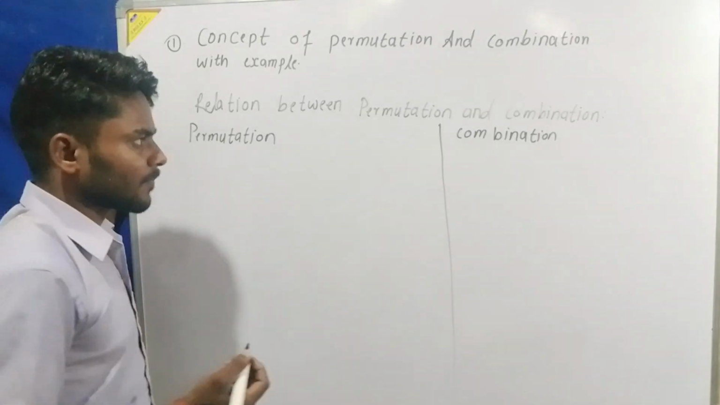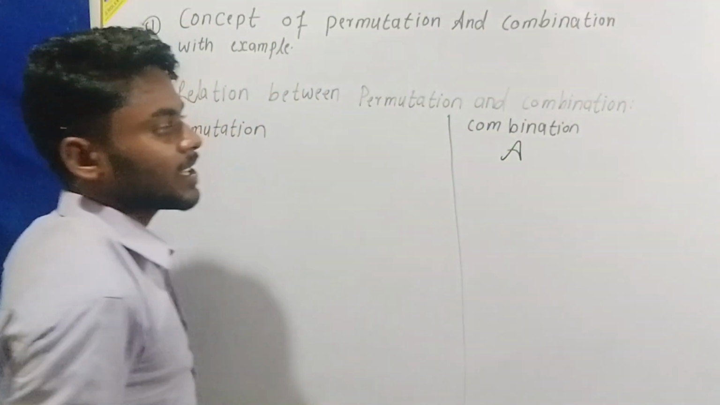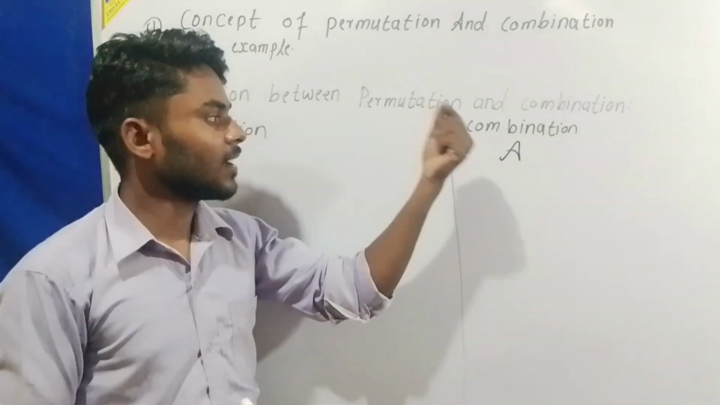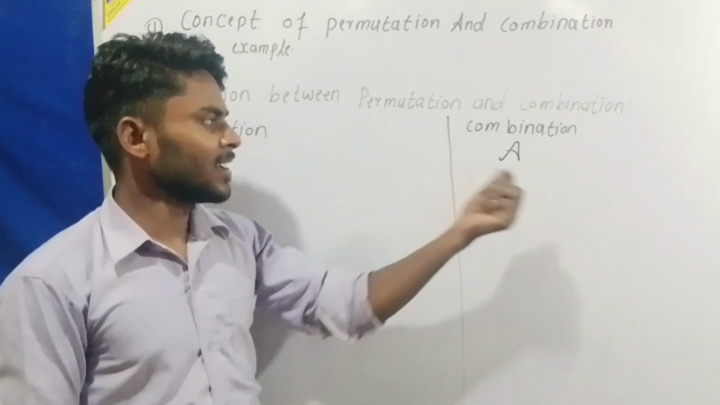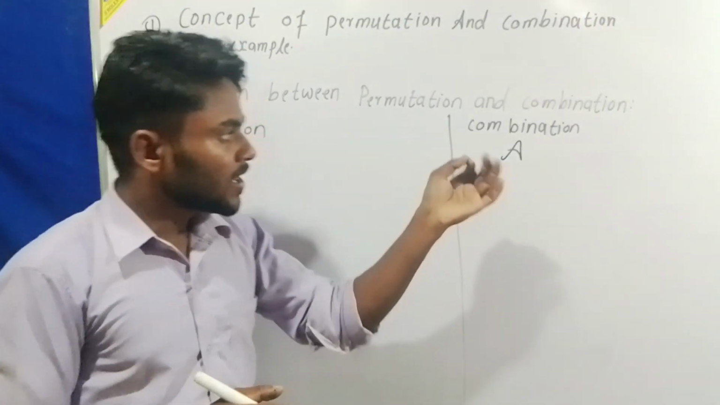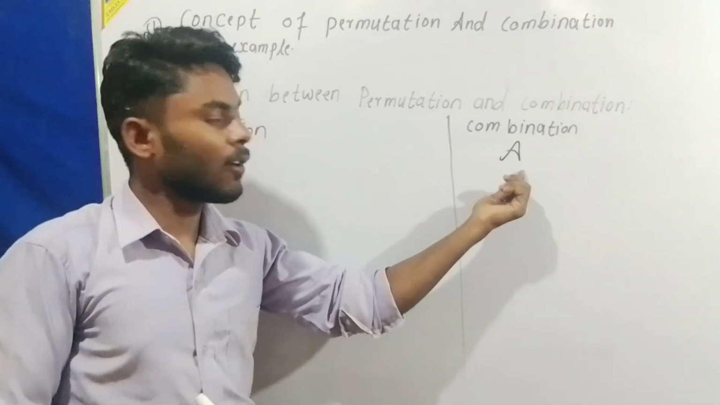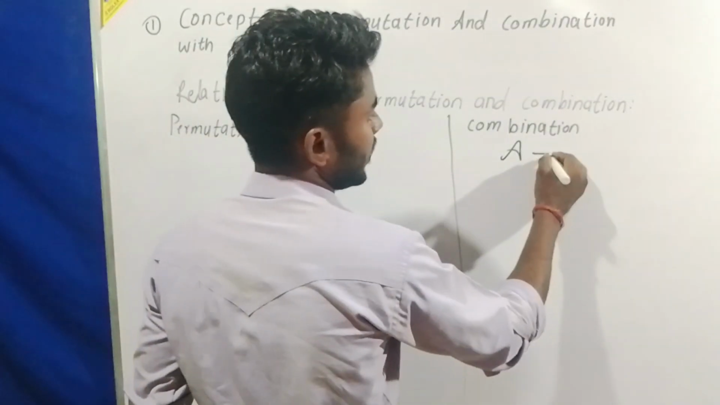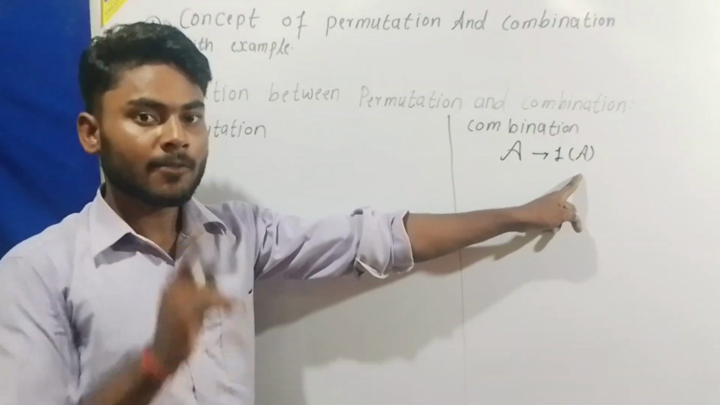So let's suppose there is a letter A. This letter may be anything: apple, ball, cat, anything. But in math, in general, A is a constant which may be anything in our daily life. If I ask how many groups can we form by using this letter, you can say only one group can be formed. That is A only.